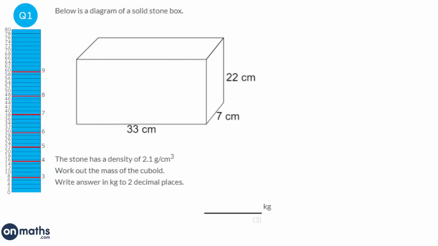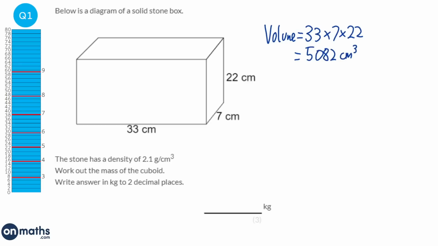To work out the mass, we will need to find the density and the volume. Density is given to us in the question, but volume isn't, so we need to work out what the volume of this cuboid is. So the volume is just the 33 times the 7 times the 22. So that would be 5,082, and that would be centimetres cubed.